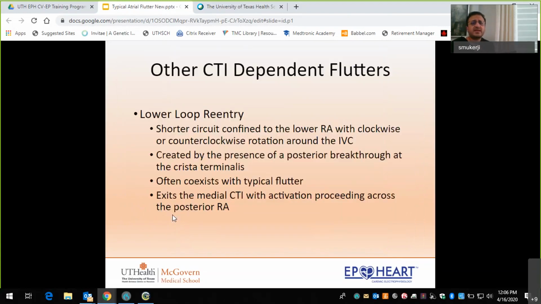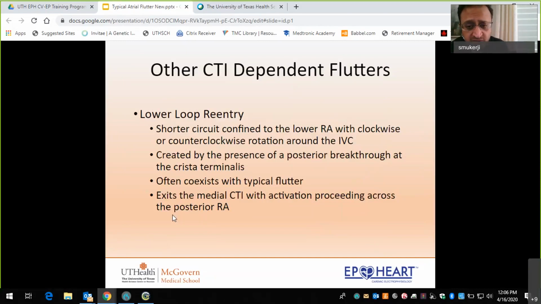So, like I said, in EP, there are always exceptions and always exceptions to exceptions. When we talk about CTI dependent flutters, almost always the success, 97 to 99% of terminating. We always look for block. But before we go into that, there could be other CTI dependent flutters, as in, we've mapped the tachycardia, we've entrained the tachycardia, we've shown that it's CTI dependent, but sometimes, even despite doing all the ablation, we don't get complete block, or we're not being able to terminate it.